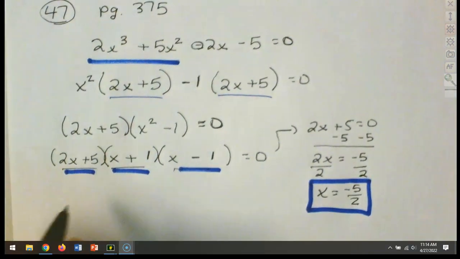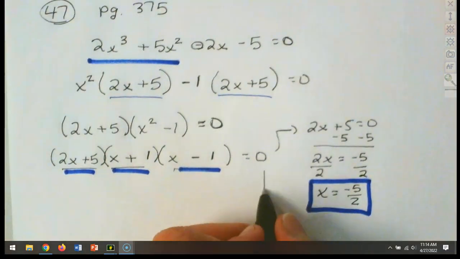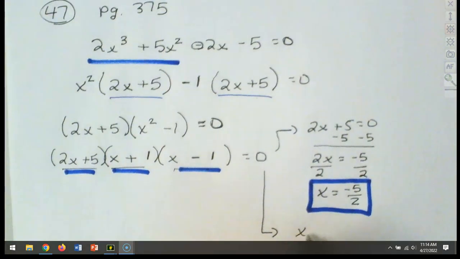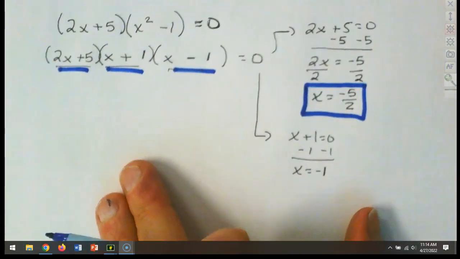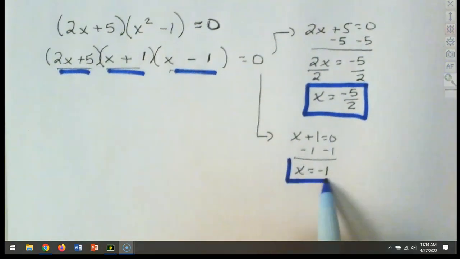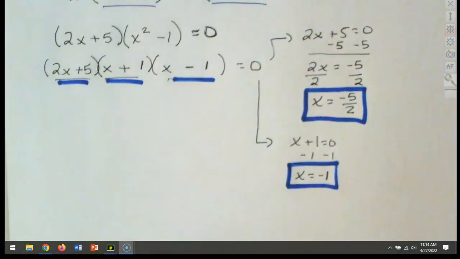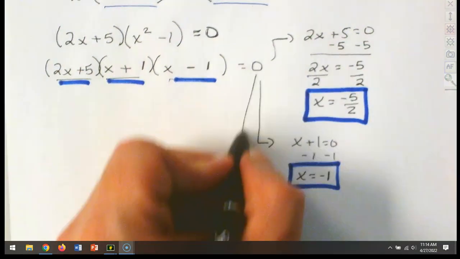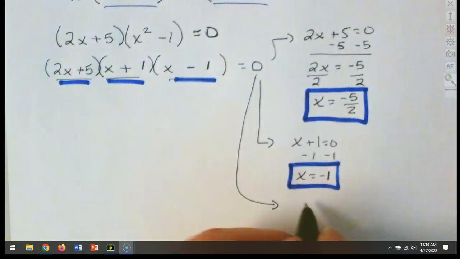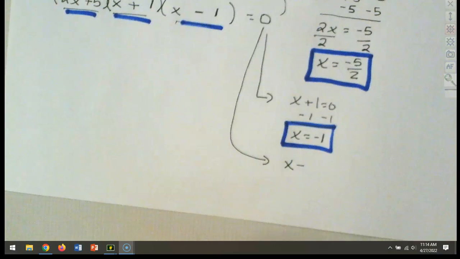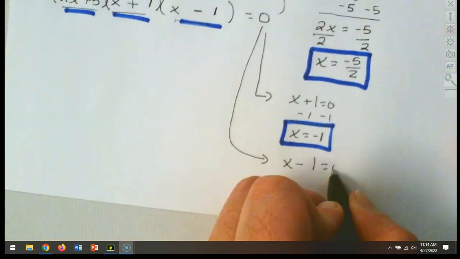Okay, what's another one? Well, the next one. X plus 1 equals 0. Move that 1 over. So x equals a negative 1. There's my second one. And then we need my last one, which is x minus 1 equals 0.